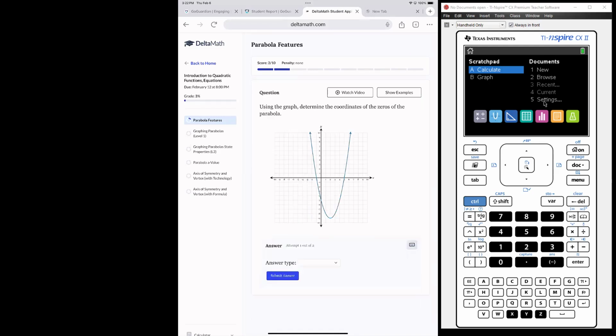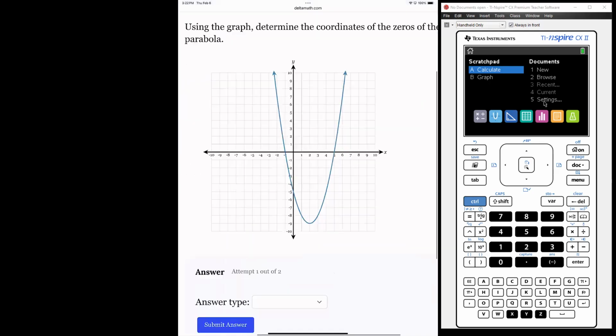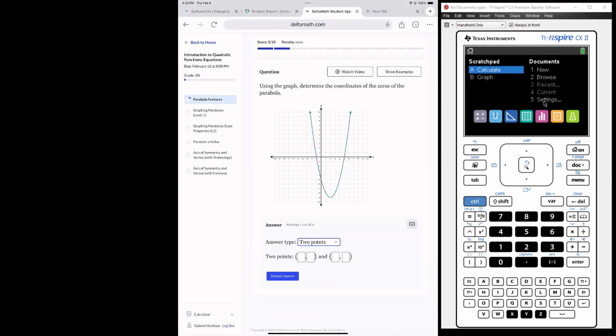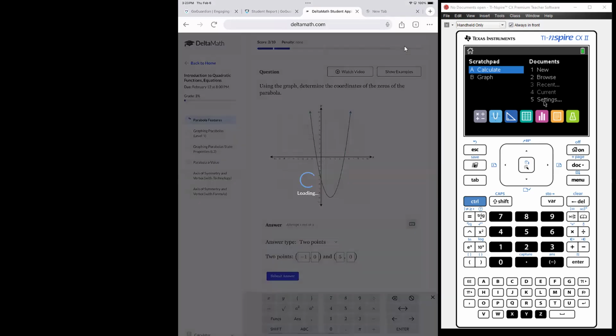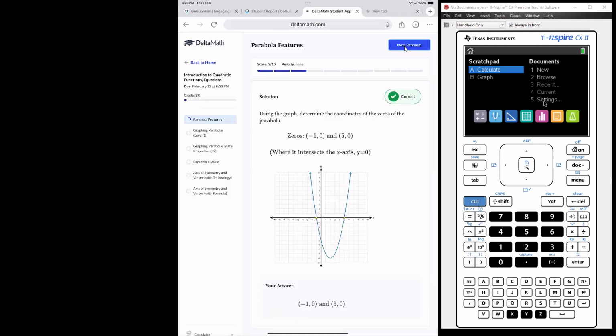So let's see. Now they want us to find the zeros. Again, zeros are the same things as x-intercepts. So it's going to be -1 and 5. We have two zeros, so we're going to come here. There's 2 points. It's going to be (-1, 0), and then it's going to be (5, 0). And you submit it. And it says, nice job. Okay, so let's go to the next part.